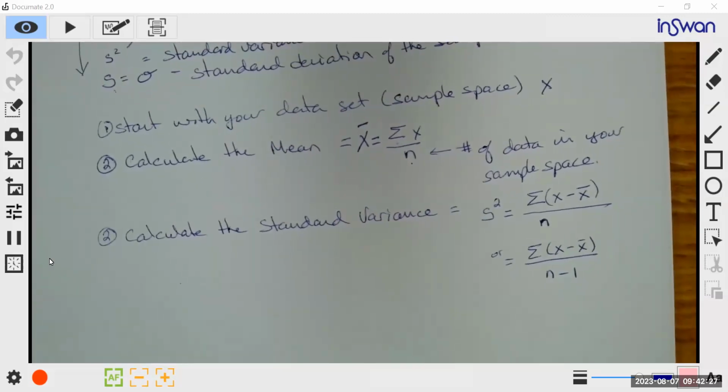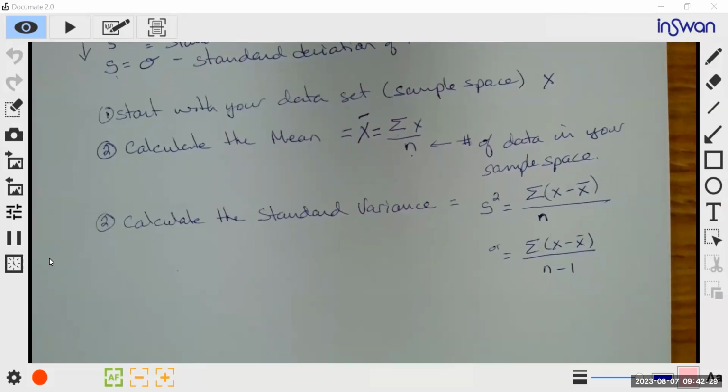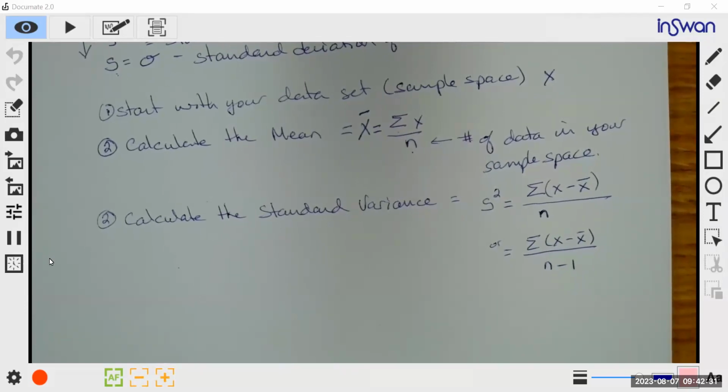Again, what I advise you all to do is, as we go through each chapter, write down all the formulas that are in there and, in your own words, what they mean, what they're for.